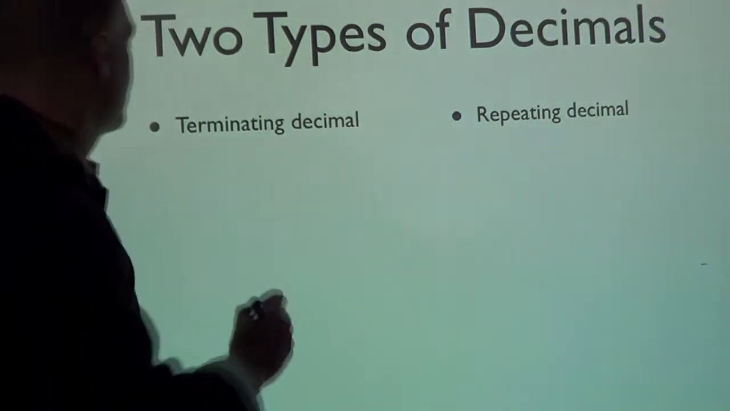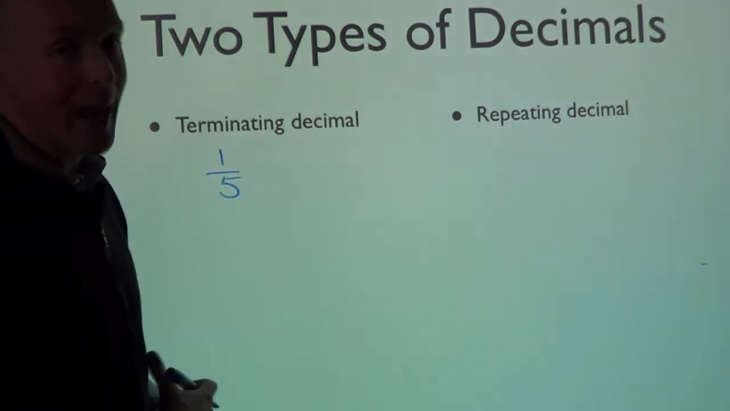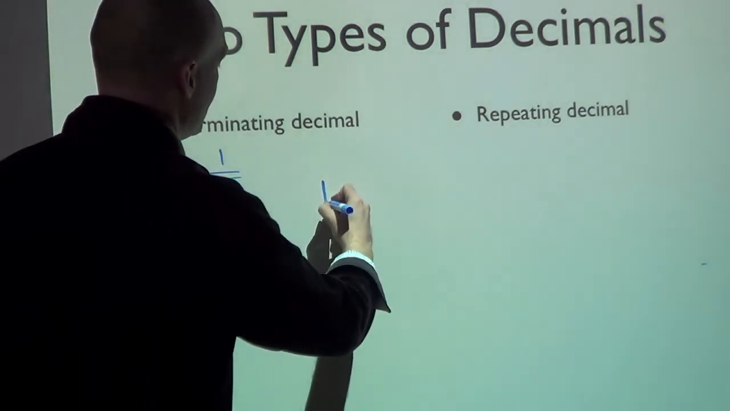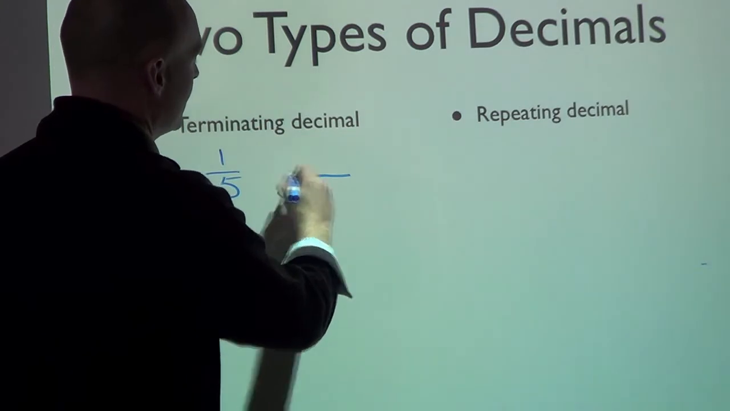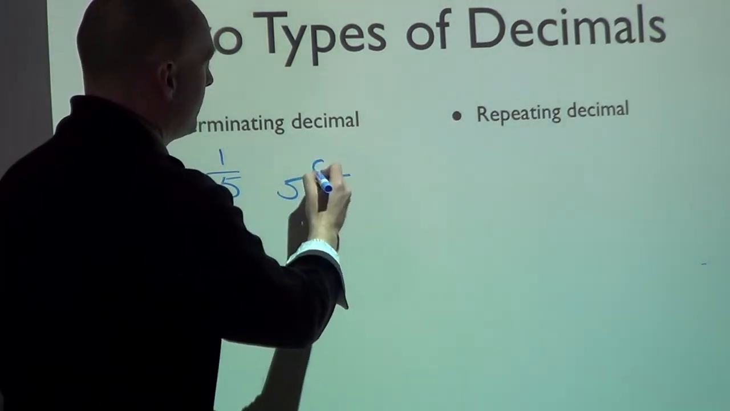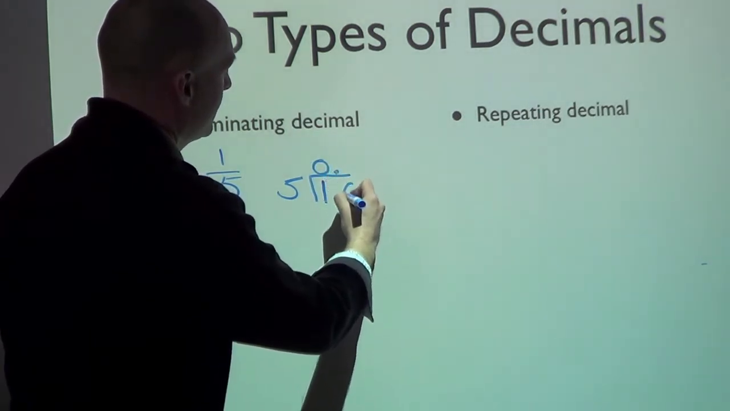Say I gave you a fraction like 1/5 and I asked you to convert that to decimal form. Well, of course, we know to take the numerator, put it inside the house, divide it by the denominator, which in this case is 5. 5 cannot go into 1, so we can put a 0, annex our decimal place, and annex a 0.